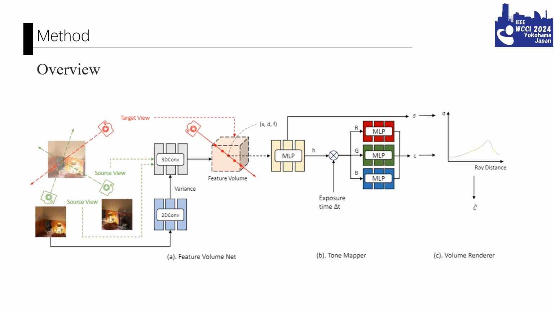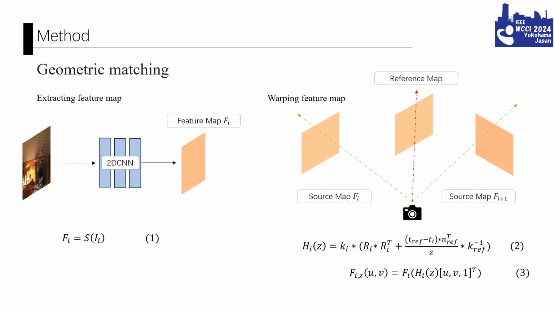Next, I explain the details of our approach. The first step of our method is to construct feature volumes for geometric matching. We first pass the input source view E through an 8-layer 2D convolution network to obtain the feature map phi.